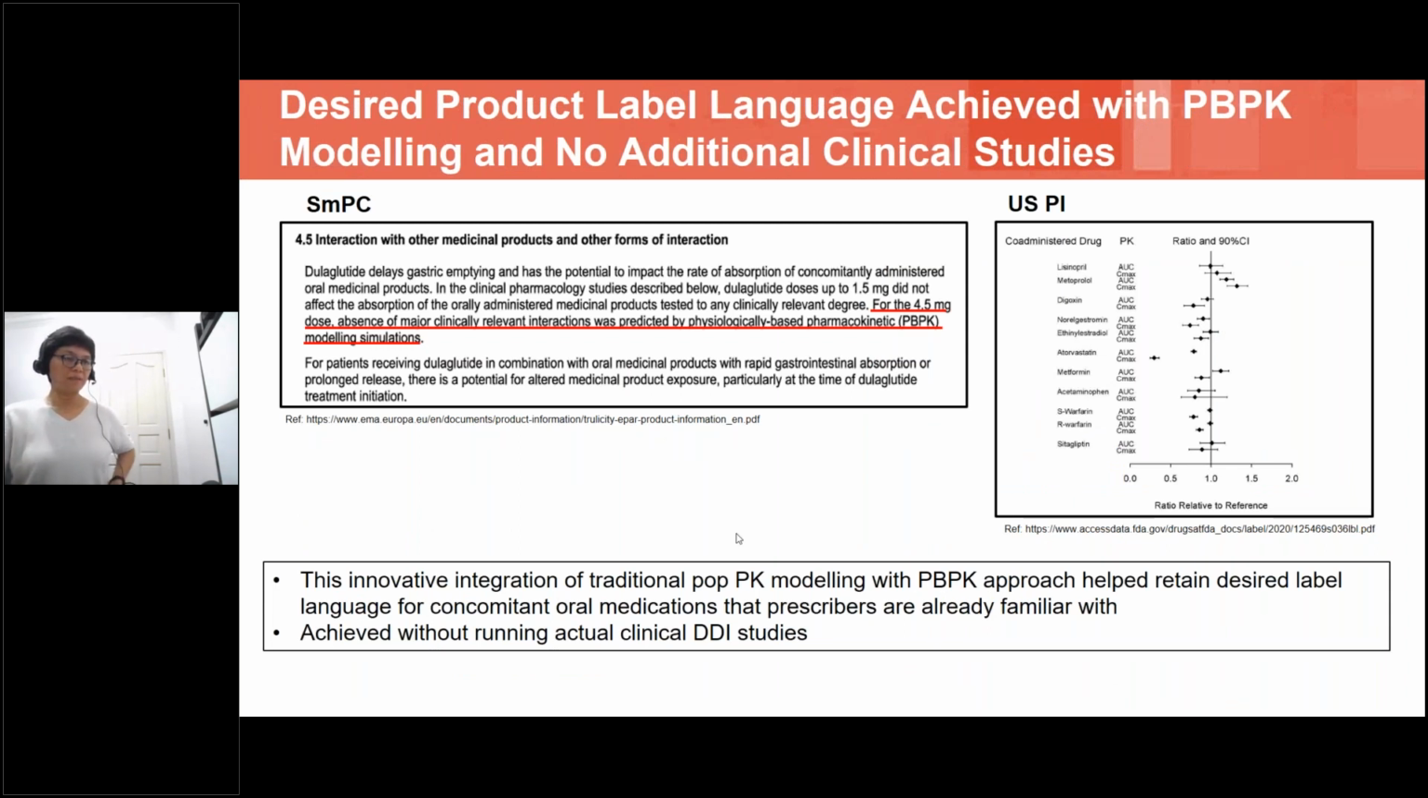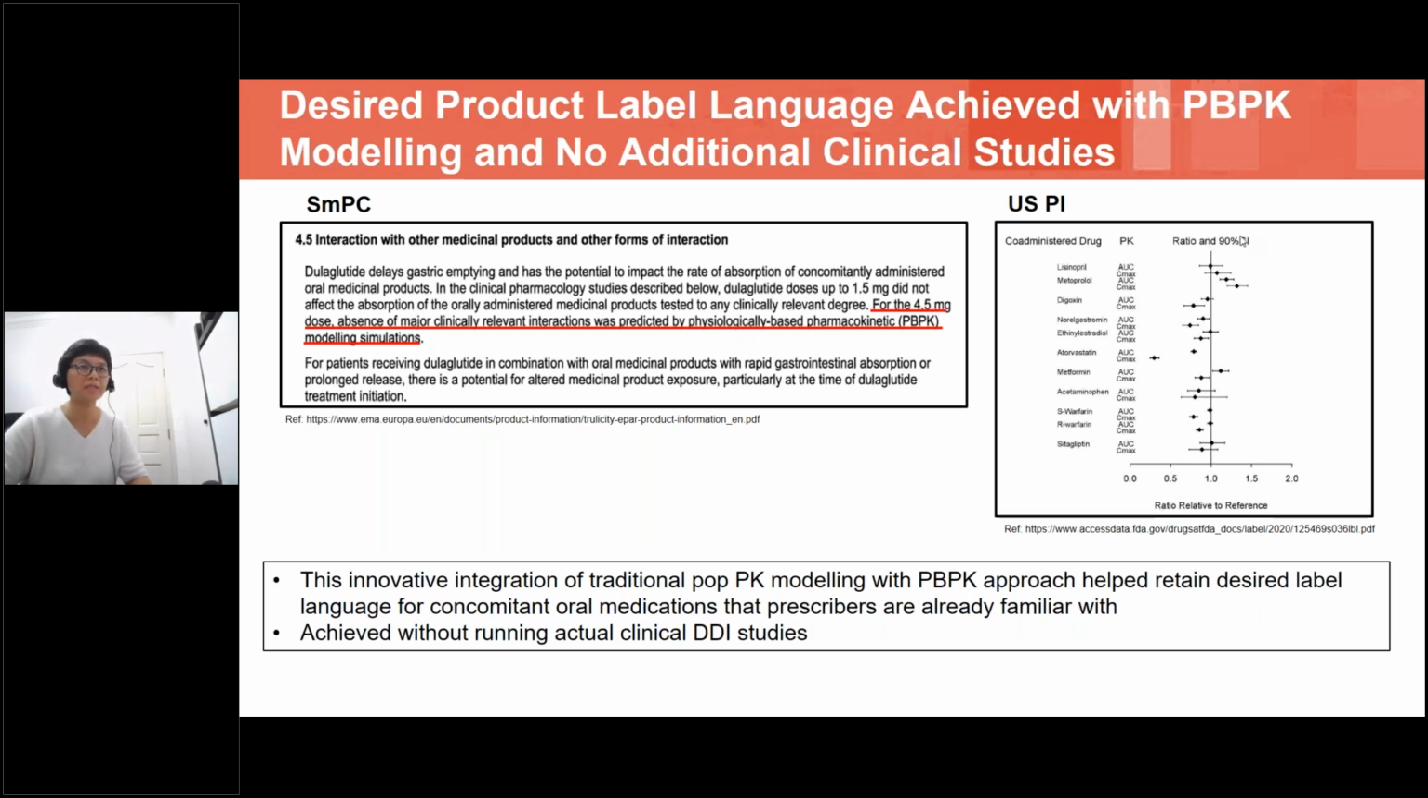So by taking this novel integration of traditional POP-PK modeling along with PBPK modeling of individual conmeds, what we have managed to do is that you can see in our label, SMPC, that's our European label, we managed to actually conduct our drug-drug interaction evaluations up to the 4.5 milligram dose and conclude that it's not clinically relevant, with the label actually calling out this evaluation being justified by PBPK modeling.